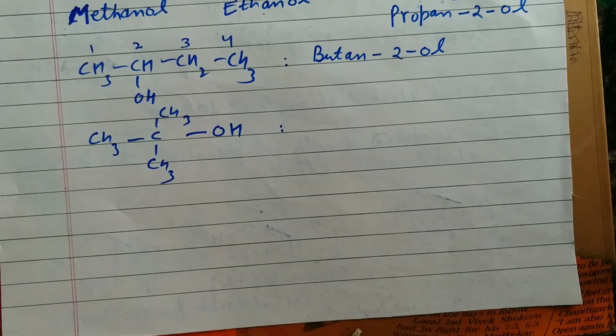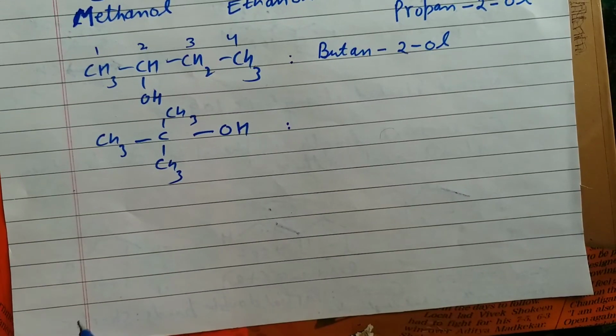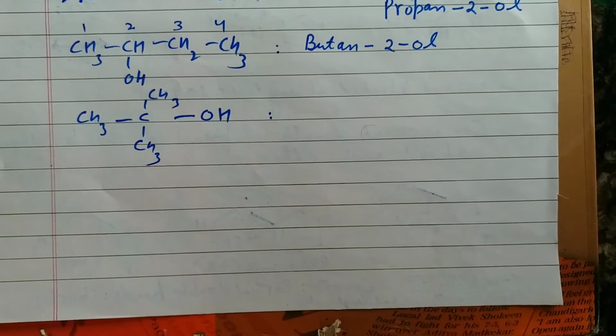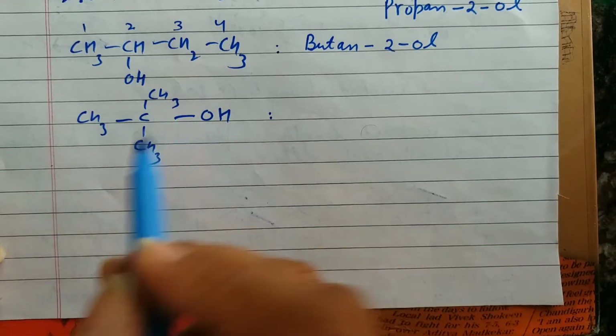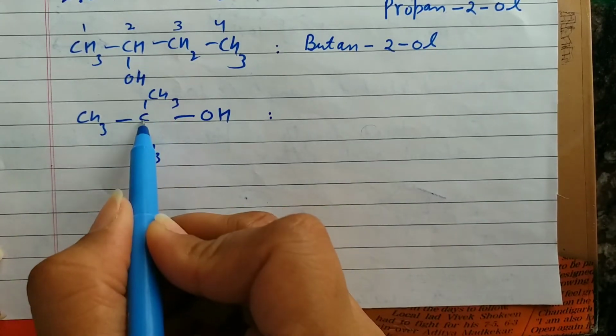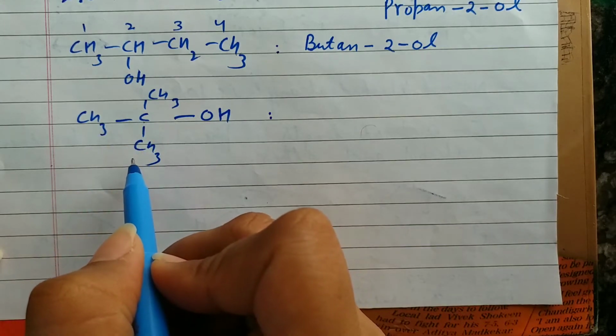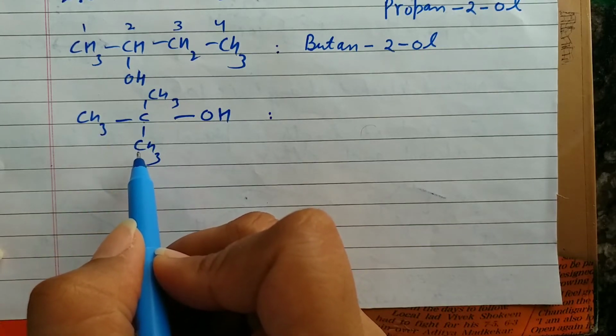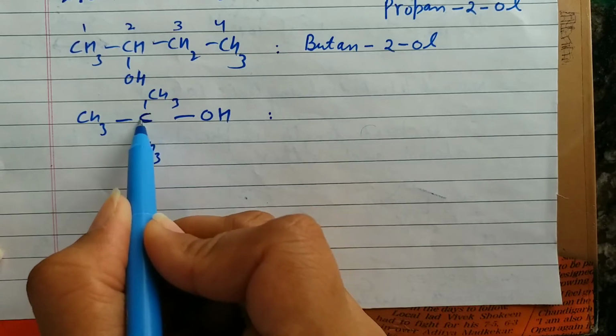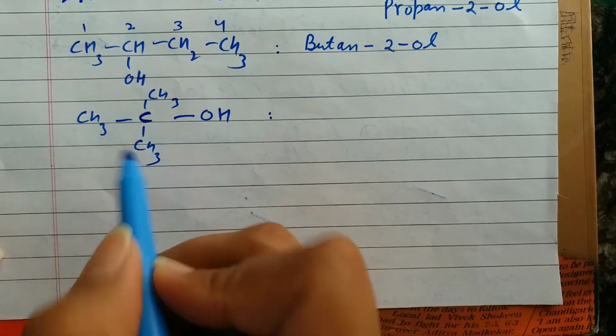Now identify the longest carbon chain. And the longest carbon chain must contain the functional group. So the longest carbon chain is of 3 carbon atoms here. It's 1, 2, 3. You can even take this 1, 2, 3. It remains the same. Even the position of the functional group remains the same in both the cases. It is always at the second position. So let's consider this as the longest carbon chain here.